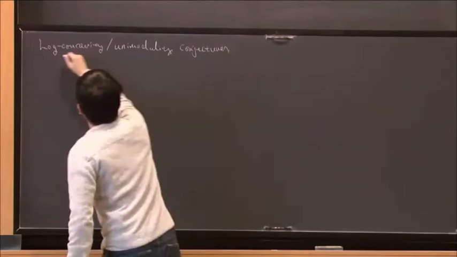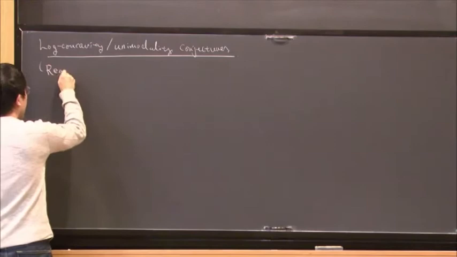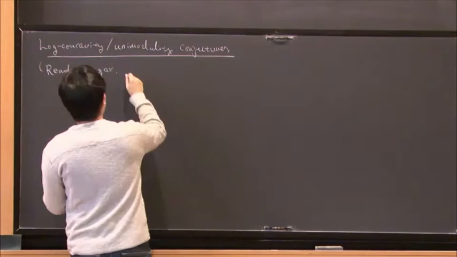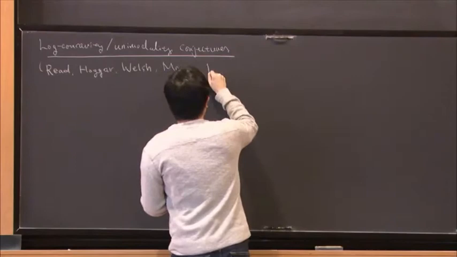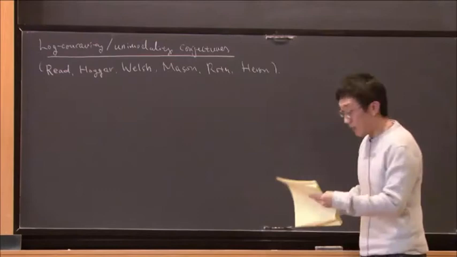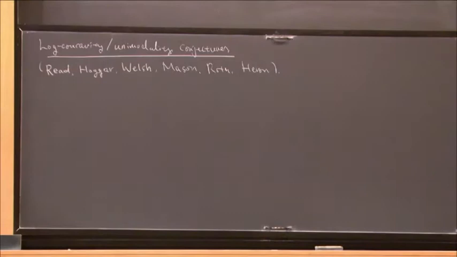So the associated names are Reed, Hogarth, Welsh, Mason, Rota, Aaron, and probably some more. And they made essentially the same sort of conjecture again and again in seemingly different ways.